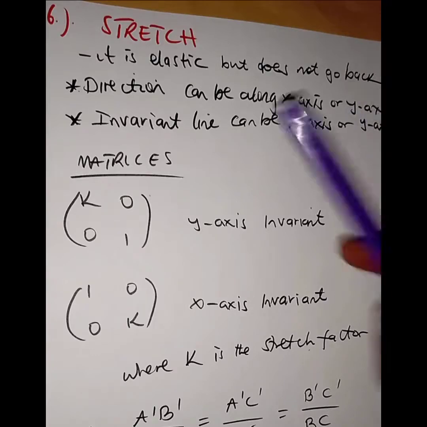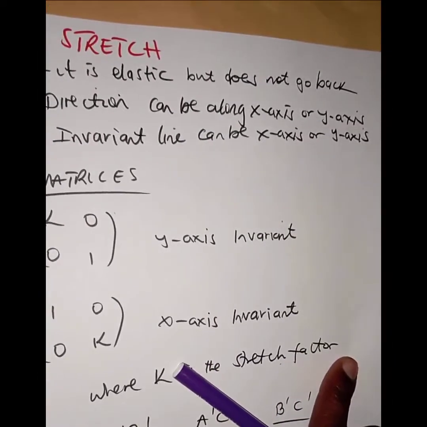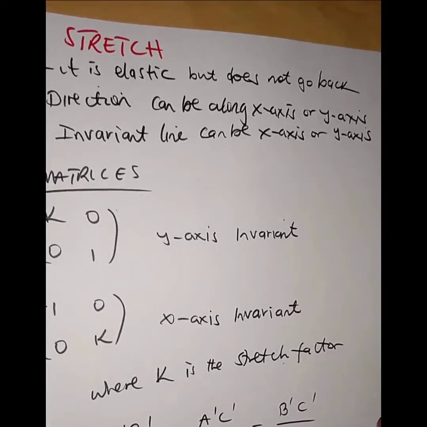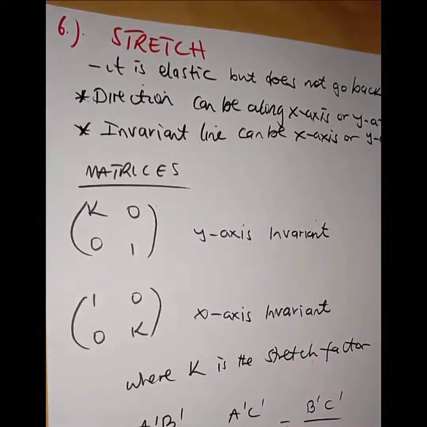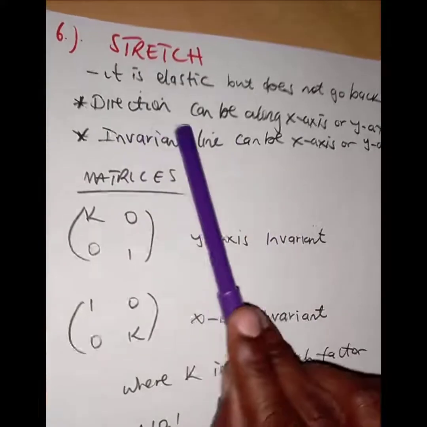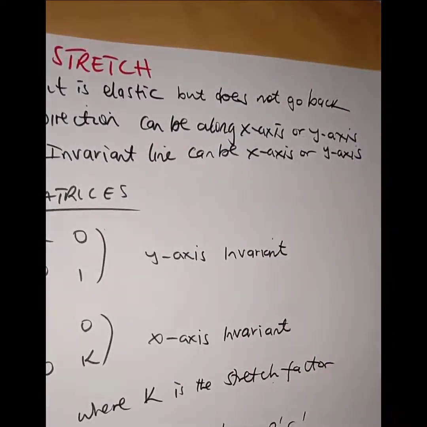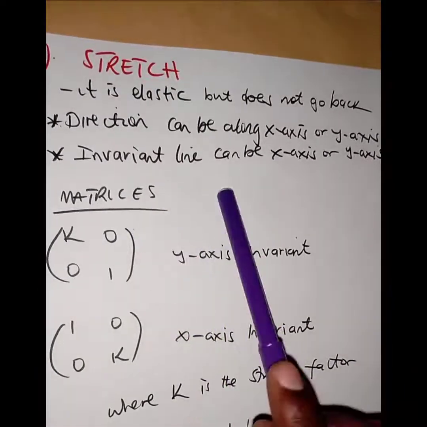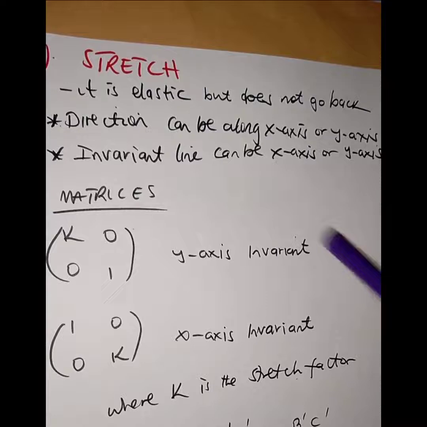So for stretch, it is elastic but does not go back. Remember, under shear, we said shear is elastic. It is like a catapult. It goes back when you pull it. It goes back after releasing it. So you need to know also the direction, which can be along x-axis or y-axis, just like shear. You need also to know invariant line, which can be x-axis or y-axis.